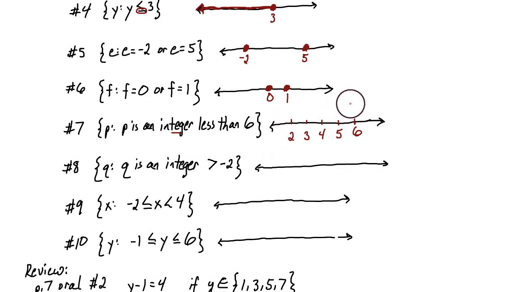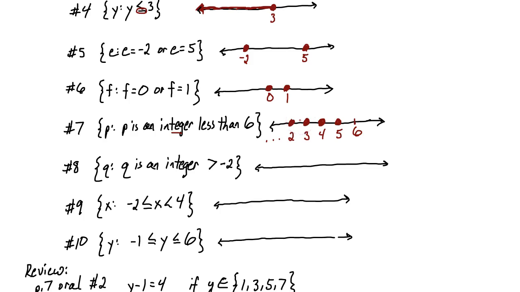P is an integer that's less than 6, so we don't want to put a dot on 6. That's not included in the set. The first integer less than 6 is 5, then 4, then 3, then 2, and so on going to the left forever.